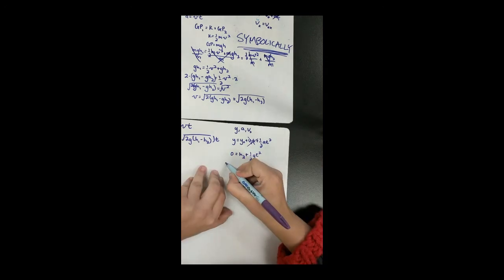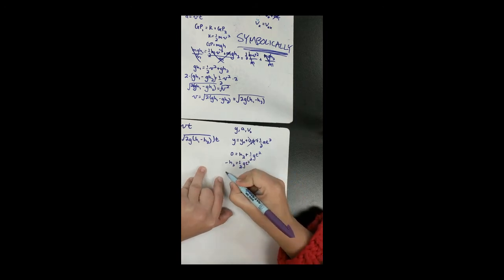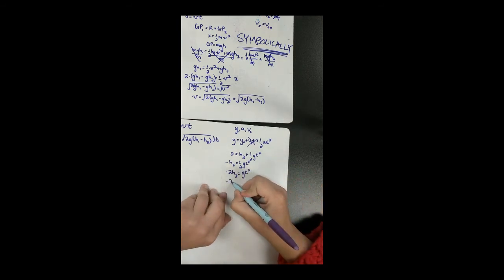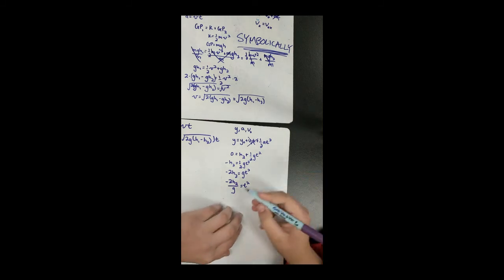All right, now I want to get t alone because that's what I need to plug in. So I'm going to subtract h2 over, so negative h2 equals 1/2 g t squared, multiply both sides by 2, divide both sides by g, and then we have to take the square root.